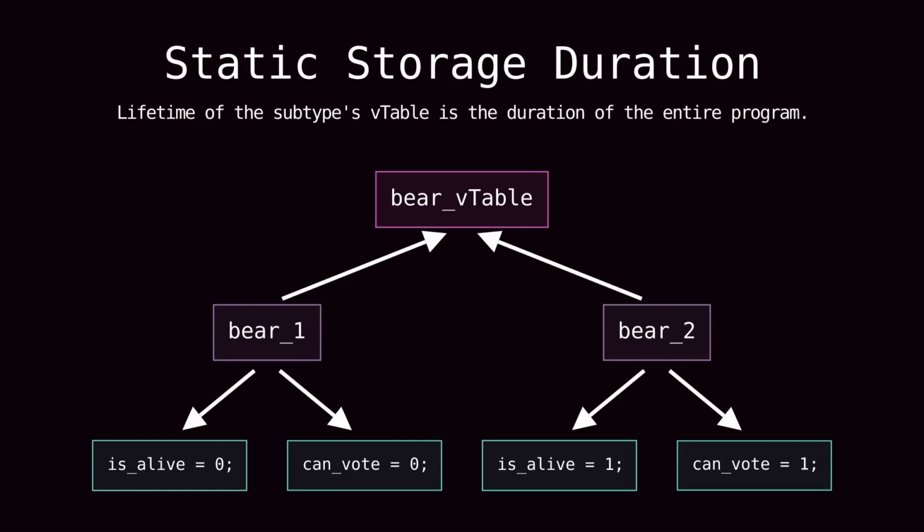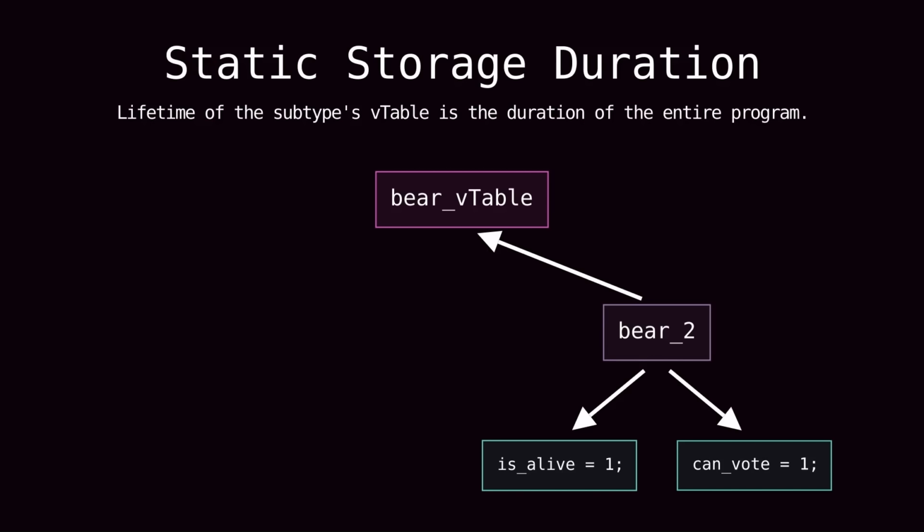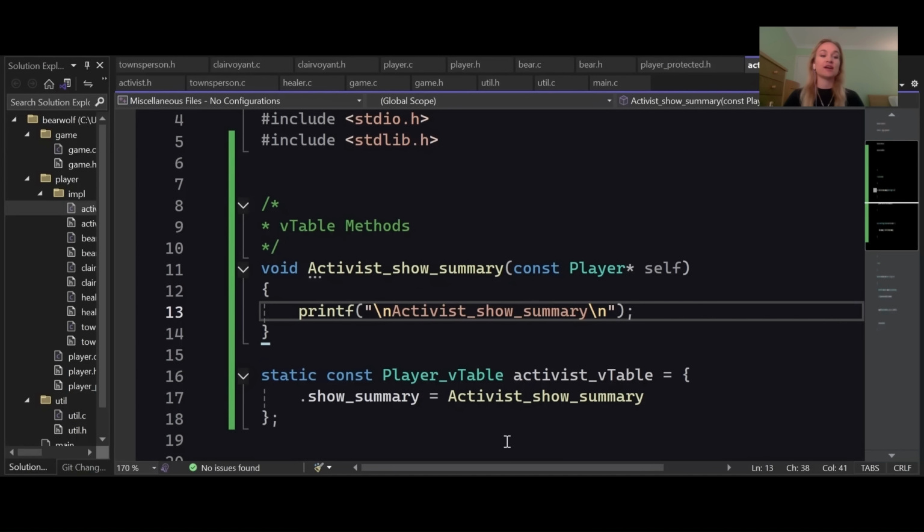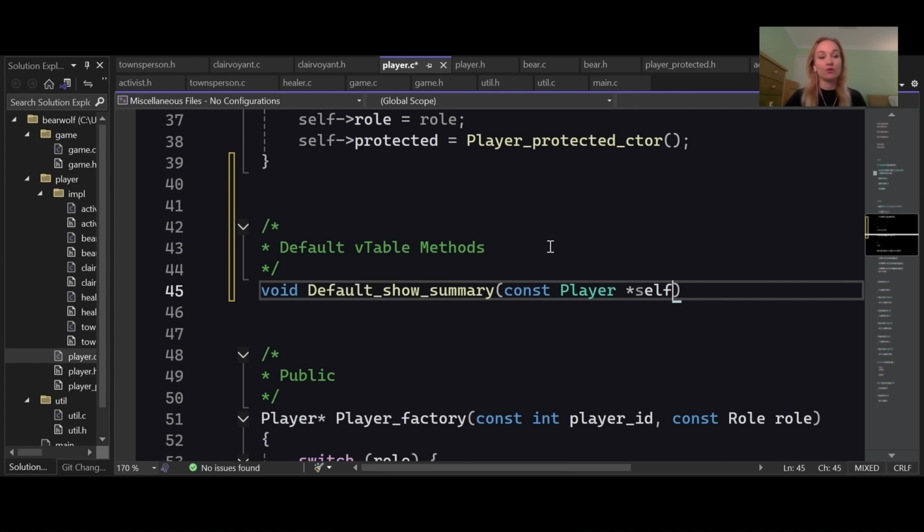We need a single vTable whose lifetime is the duration of the entire program. If any instances of the subtype are freed, the vTable still persists in memory. So that's why the vTable is initialized here outside of any functions. So its lifetime is the whole duration of the program, but we still mark it static to limit its linkage to this activist.c file because this is the activist type's vTable. And remember, all the subtypes are going to have different ones. Let's fill in this show summary function properly. Show summary will say something like player X, your role is blah for all players. So let's start with a default show summary function in the player.c file.